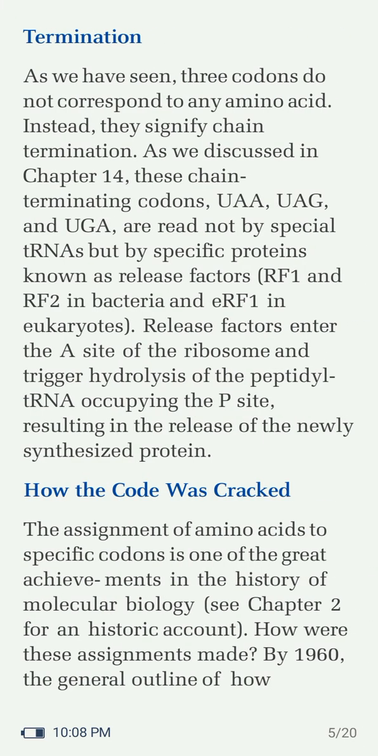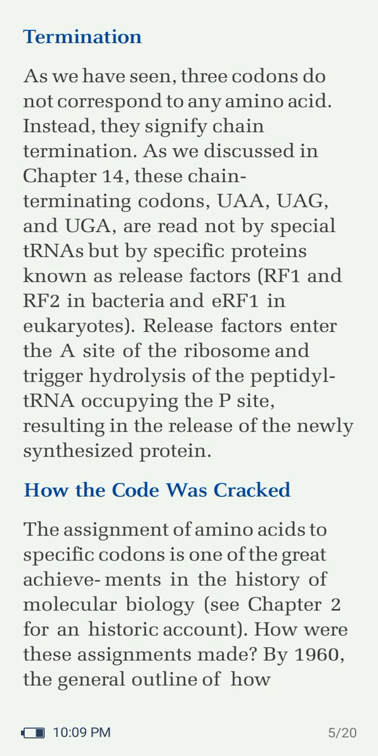Three codons direct chain termination. As we have seen, three codons do not correspond to any amino acid. Instead, they signify chain termination. As we discussed in chapter 11, these chain terminating codons UAA, UAG, and UGA are read not by special tRNAs but by specific proteins known as release factors RF1 and RF2 in bacteria and eRF1 in eukaryotes. Release factors enter the A site of the ribosome and trigger hydrolysis of the peptidyl tRNA occupying the P site, resulting in the release of the newly synthesized protein.